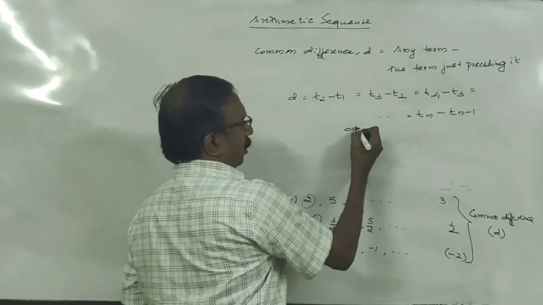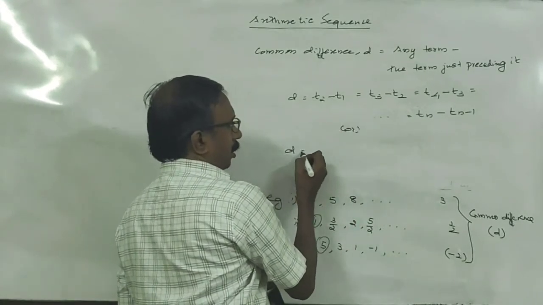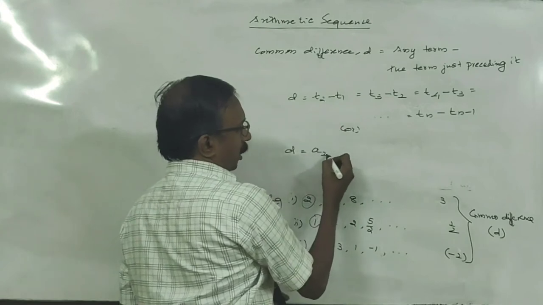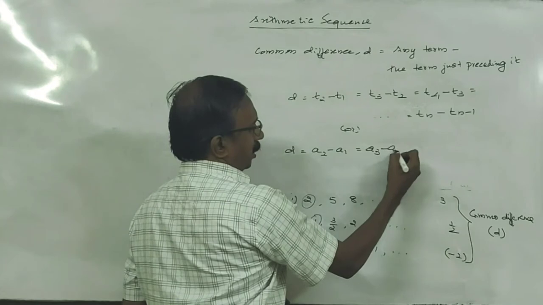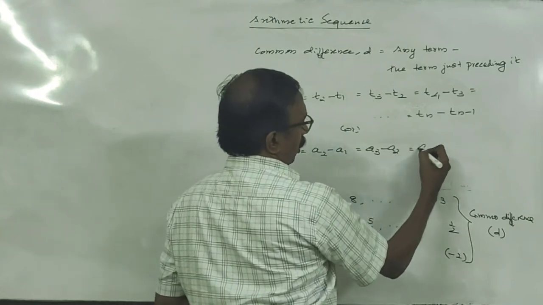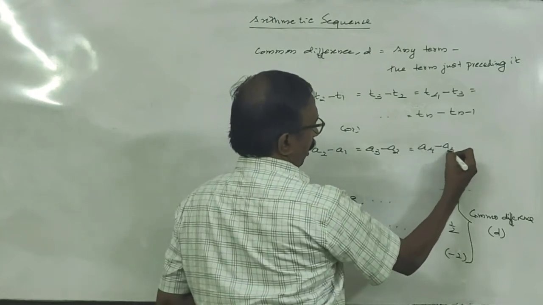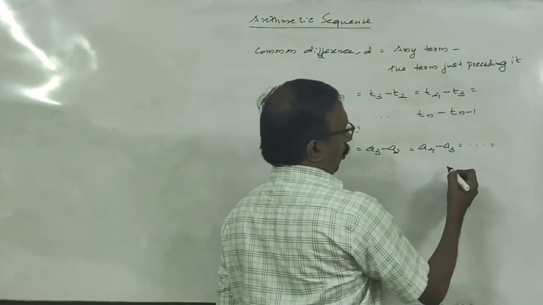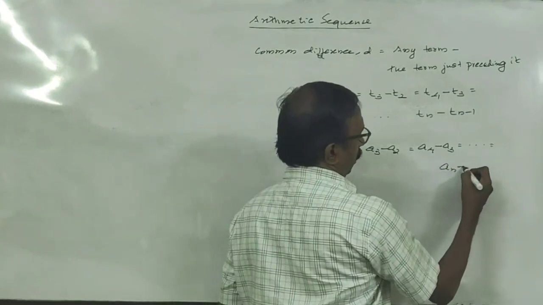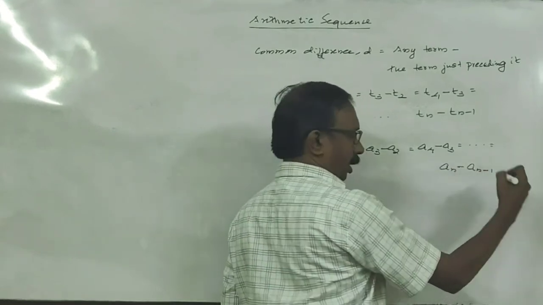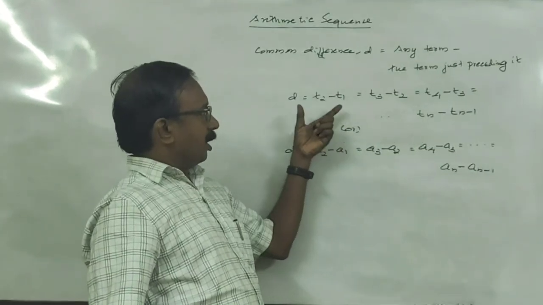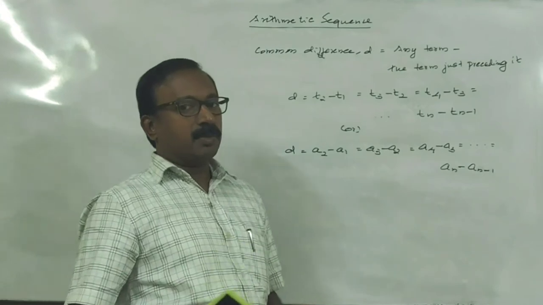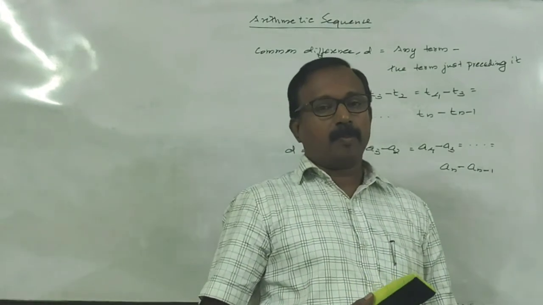In the same way, with A, it is A2 minus A1, A3 minus A2, A4 minus A3, etc., An minus An minus 1, isn't it? The formulas are the same, only the name is different. Whether we write T or A, both are the same.